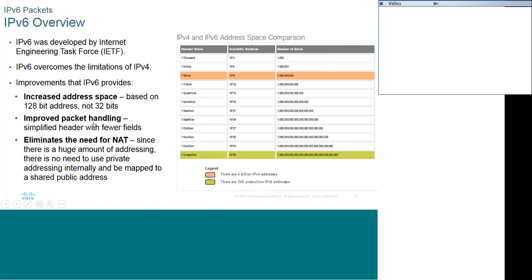And they also improved packet handling. It has a very simplified header and eliminates the need for NAT. There is no need for using NAT, because NAT was simply used in order to have more availability of IP addresses, and they made them different kinds, private and public. But now in IP version 6, they are all public. There is a very huge number of IP addresses available for everything globally.